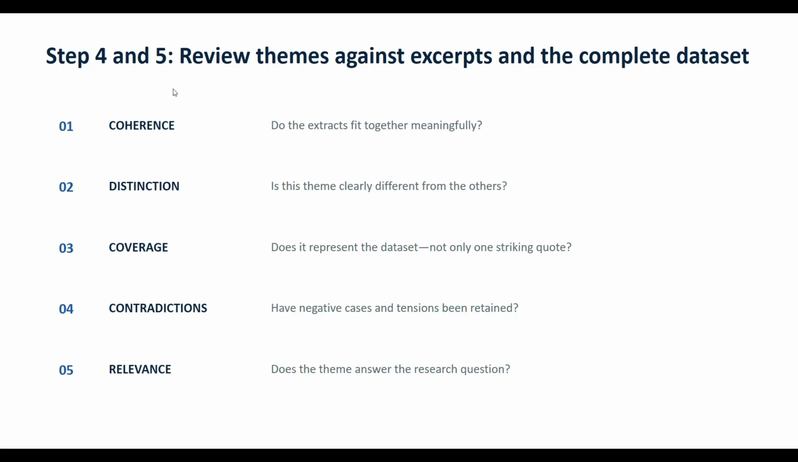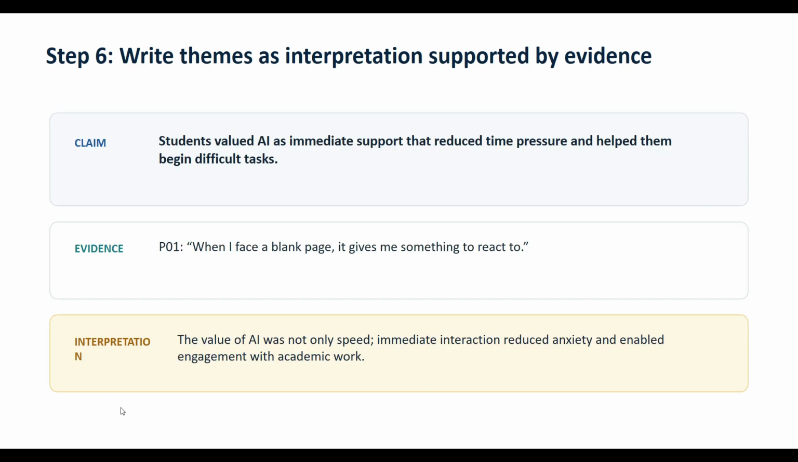Then review the themes against excerpts and the complete dataset. There should be coherence, distinction, coverage, contradictions, and relevance.